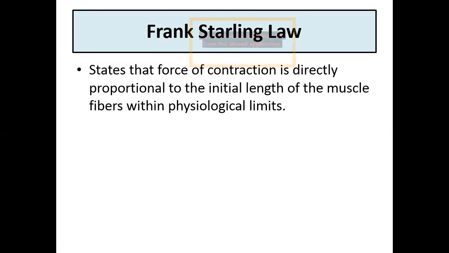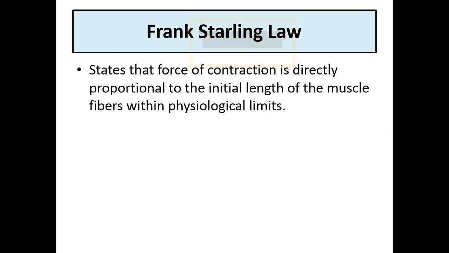This is called Frank-Starling's law, found out by Frank Starling. This is applicable to skeletal muscle and also to the cardiac muscle. We'll only discuss the skeletal muscle here. More about the Frank-Starling's law and its application will be dealt with in the cardiovascular system. But the law remains the same: the force of contraction is directly proportional to the initial length of the muscle fibers within the physiological limit.